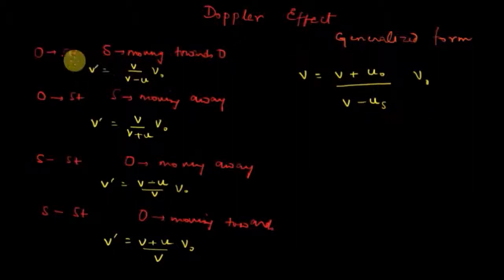So let's take this condition: observer stationary. It means u naught will be 0. Source moving towards observer means that us will be positive. So in that case we get nu, the frequency, equal to v by v minus us into nu naught, which is this relation. Similarly, this generalized form can be arrived at for all the other cases.